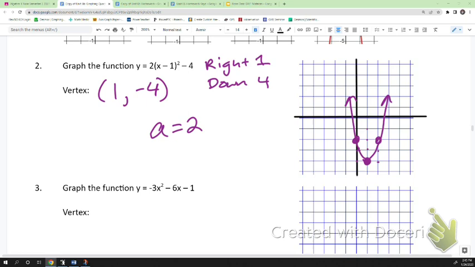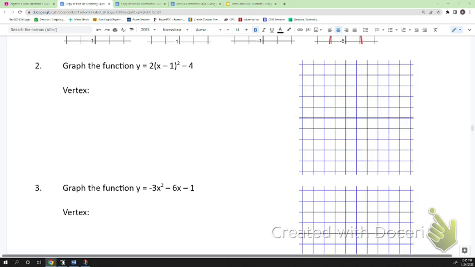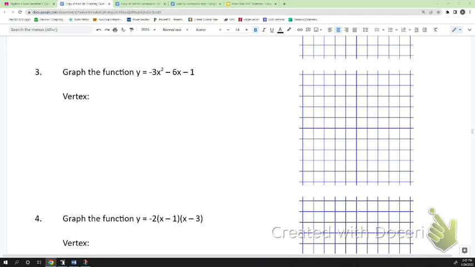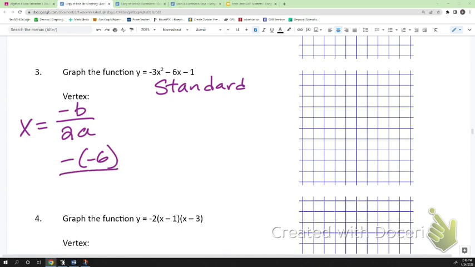Now the next one is in standard form. So in standard form, we need to find the vertex. And in yesterday's quick notes, we wrote down that to find the x value of the vertex from standard form, we're going to do the opposite of our b value divided by 2a. So I'm going to pull out my b value and my a value. And I get the x value is negative 1.